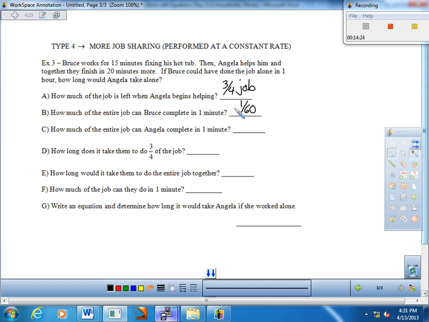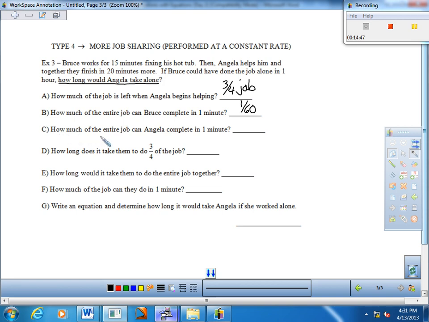Okay, good. Letter C, guys, on to the next piece. How much of the entire job can Angela complete in 1 minute? All right, well, if you look at the problem, by the way, isn't that exactly what we're asking? How long would Angela take alone? So in this case, this is going to be our T, right? How long would she take to do the job alone? So it's going to take her t minutes to do the job.